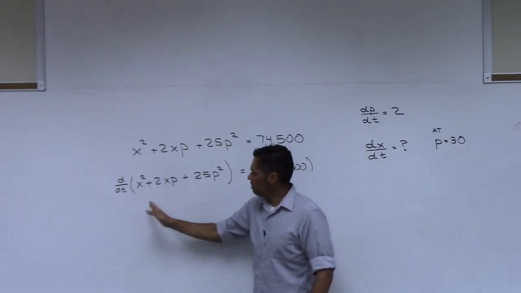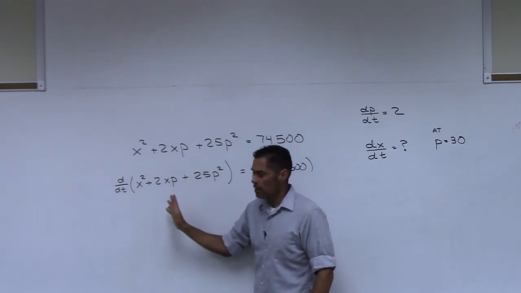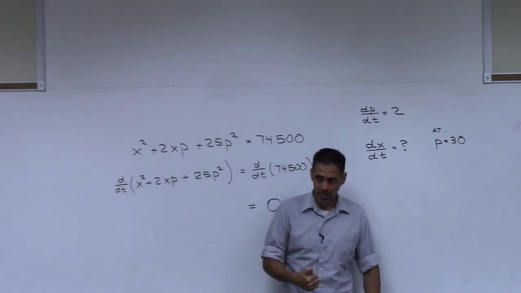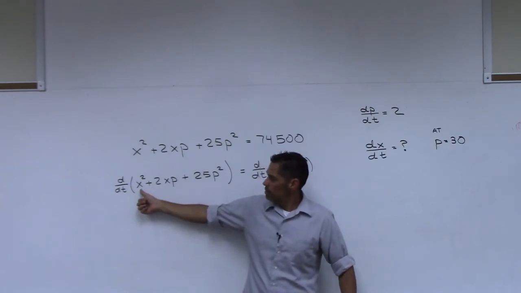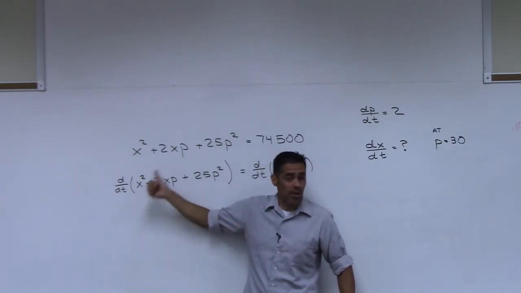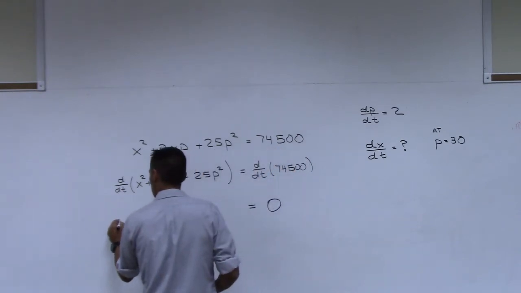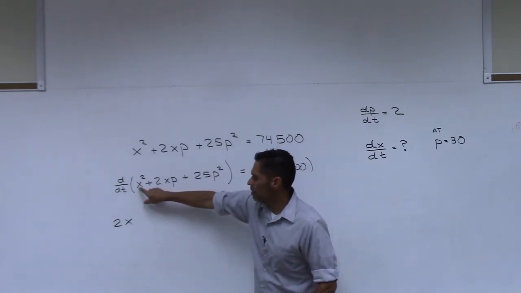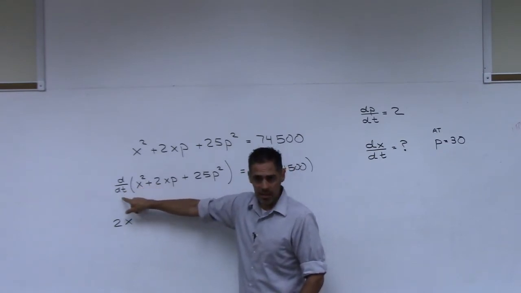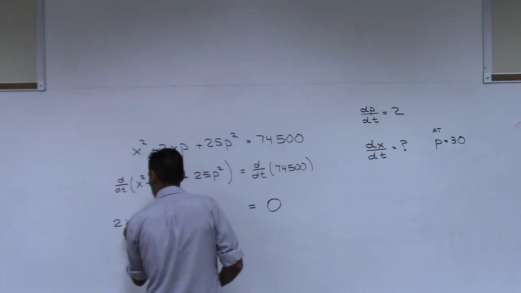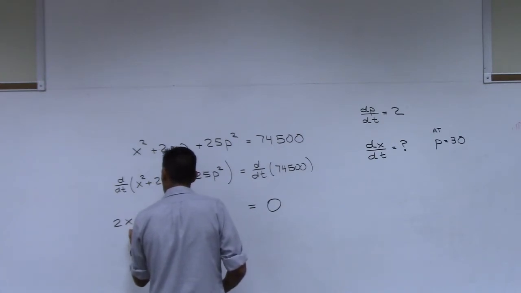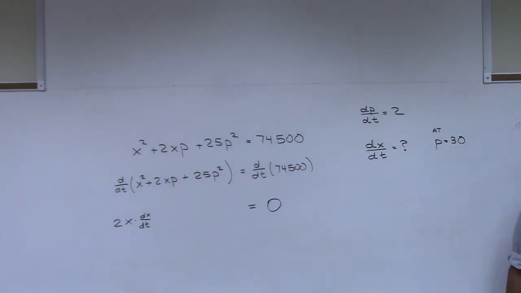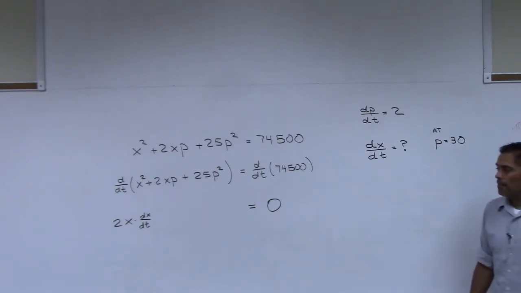So let's see what happens. I have three terms, one, two, three, right? I'm going to do them separately. What is the derivative of x squared with respect to t? First, it's just 2x, so the 2 comes out, right? So you have 2 times the x, but here's where things change. Now you have to take the derivative of what was here. What is the derivative of x with respect to t? dx dt. So tacked onto this with multiplication is dx dt. Is that okay? All right, moving on to the next piece.